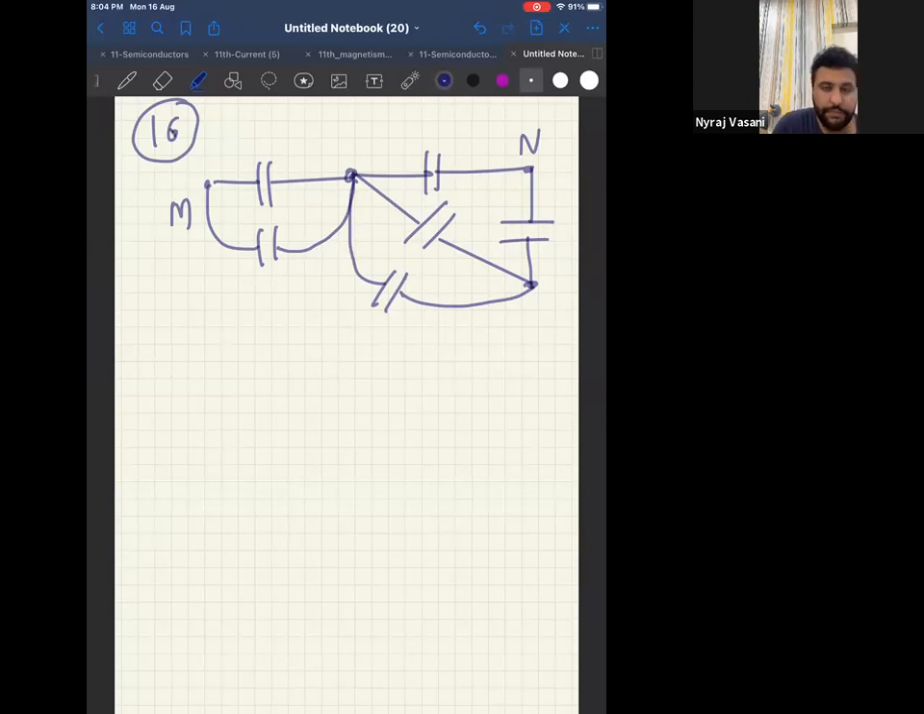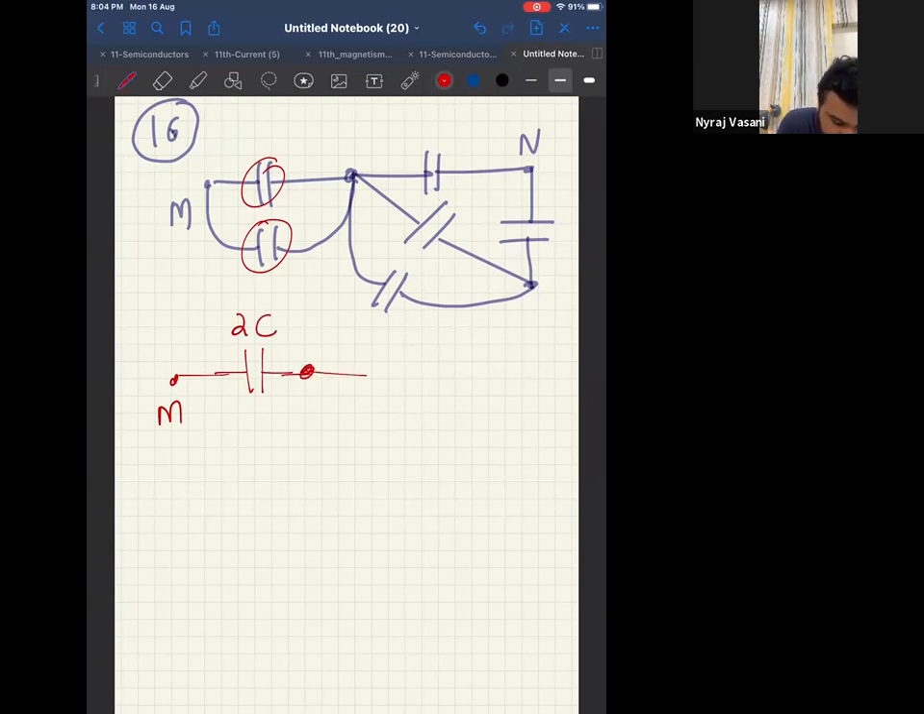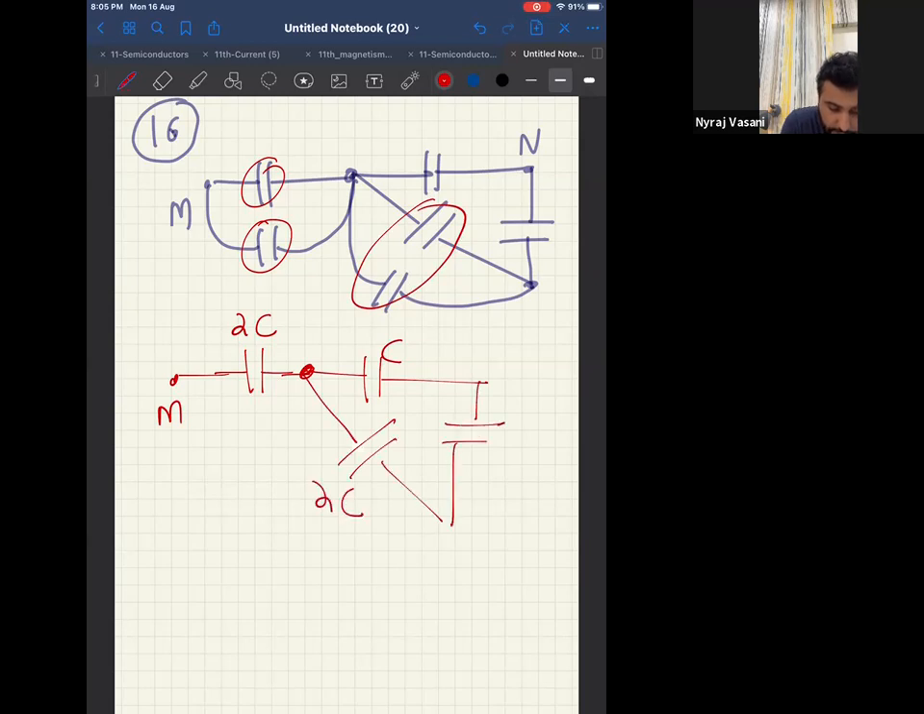Okay, now I can simplify this. This will be C and this will be C in parallel. Therefore, I can write it as 2C. This point I'll keep as it is, this point I can keep as C. Now again, these two are in parallel, so I can keep that as 2C, and this is again C. This is the first step of simplification, where two parallel circuits are solved and I have got this answer.